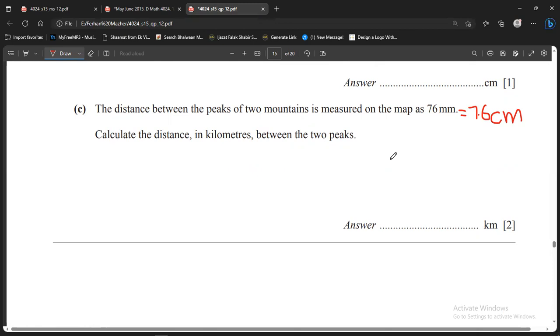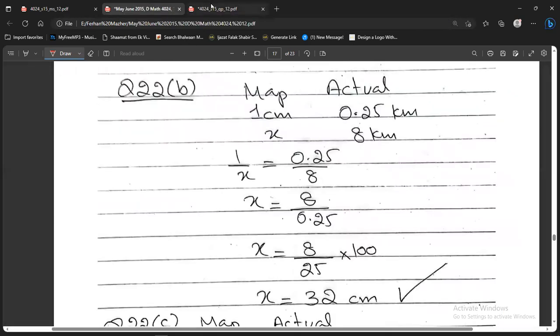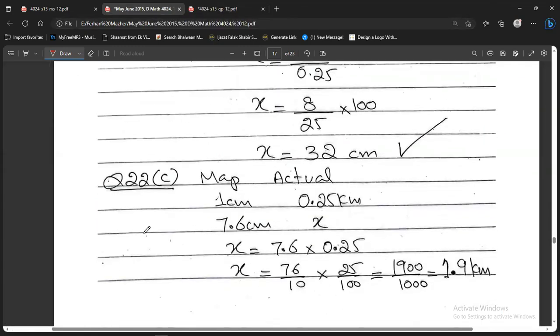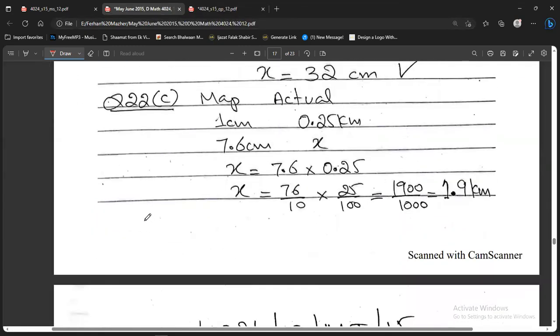When you convert millimeter into centimeter, you divide with 10. So their question is, calculate the distance in kilometer between the two peaks. Okay, very simple, straightforward question.